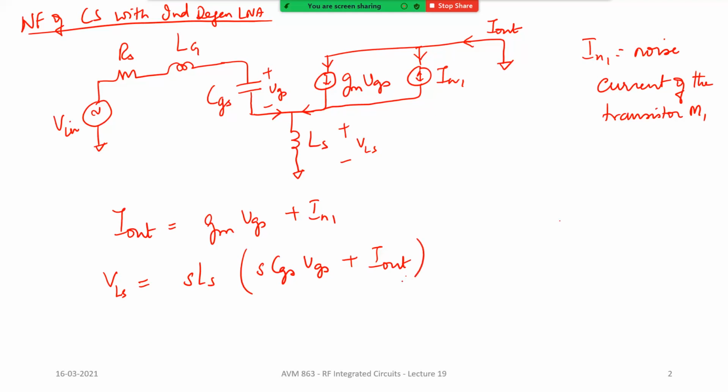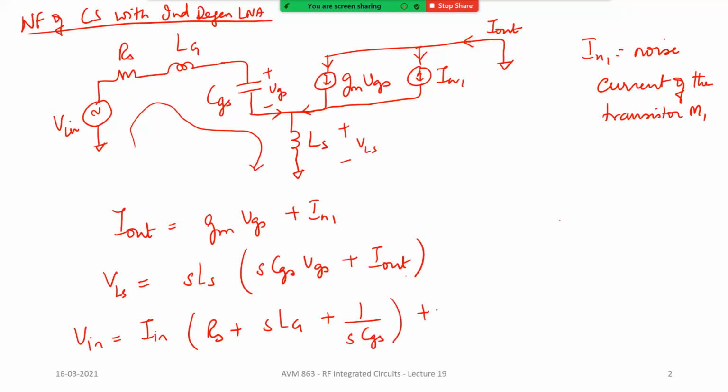Okay. All right. Now that we know this VLS, let's do a KVL in this loop. So what is that KVL? Vn is nothing but In times Rs plus S times Lg plus 1 by S times Cgs, plus VLS. Now we can write In as what?